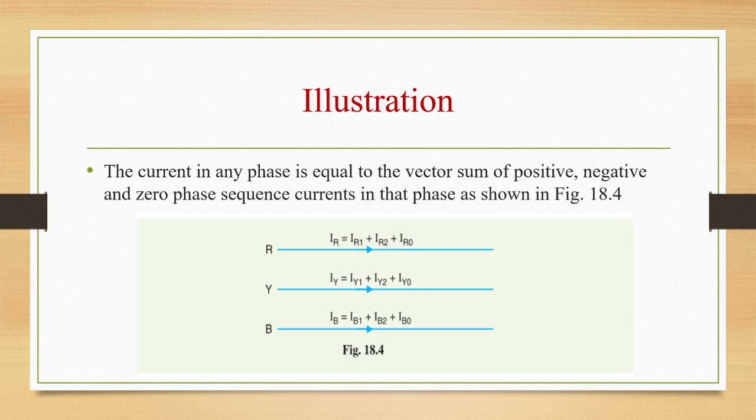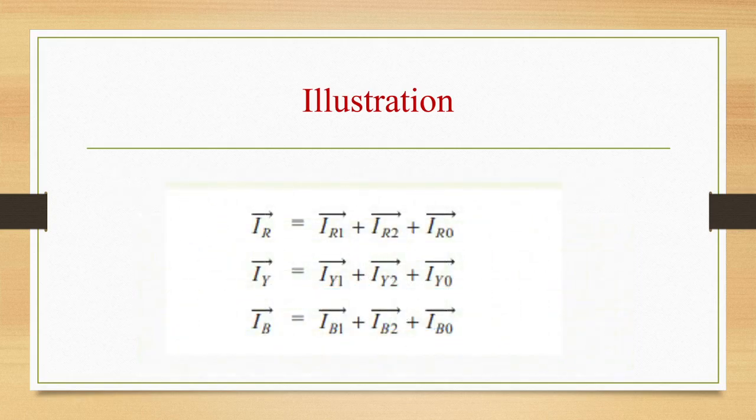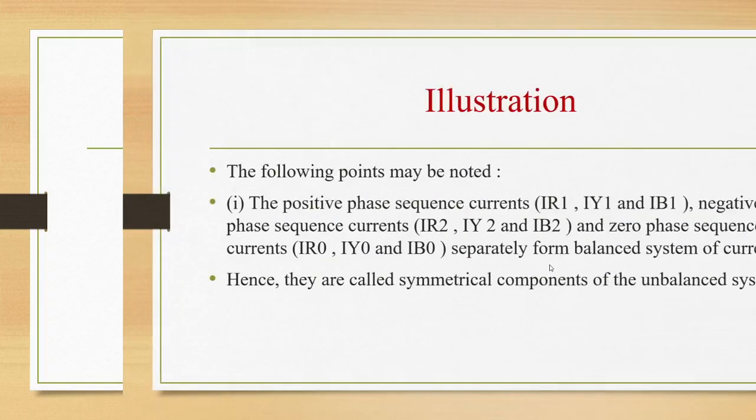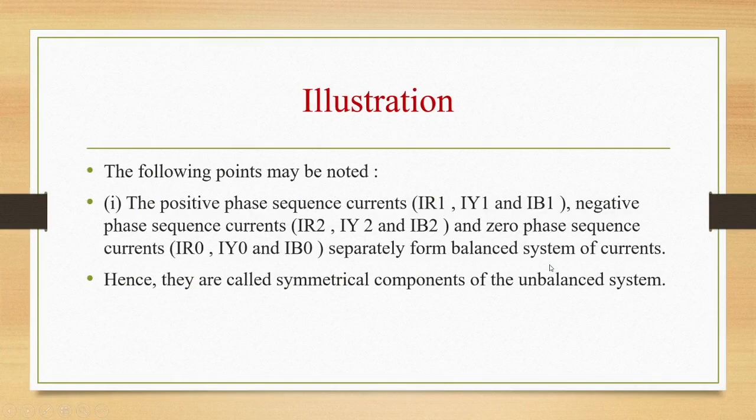We have seen that IR is equal to IR1 plus IR2 plus IR0, IY is equal to IY1 plus IY2 plus IY0, and IB equal to IB1 plus IB2 plus IB0. These are the total current values, and these are the vector additions. We have vector values of IR, IY and IB, and we have written the equations. Following points may be noted here.